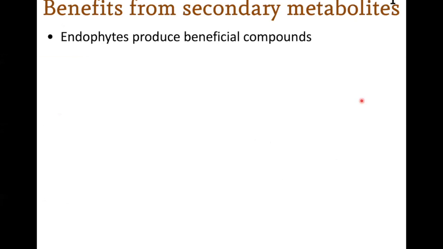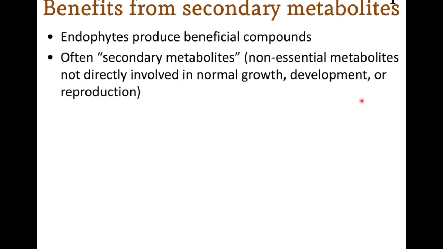All right. So at the end of the last mini lecture, I said that the reason that we consider these endophytes to be mutualists is because they provide benefits to their host plants. And it's thought that the endophytes in particular produce beneficial compounds that provide benefits to their host plants. And so we're going to look at those. And often these compounds that they produce are what we call secondary metabolites.